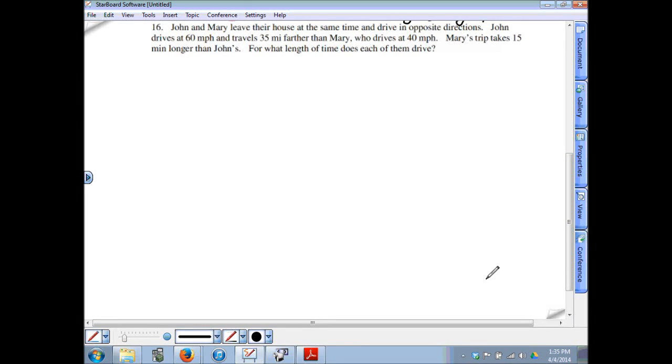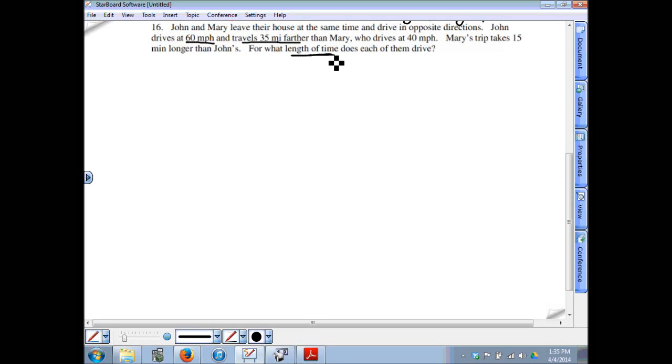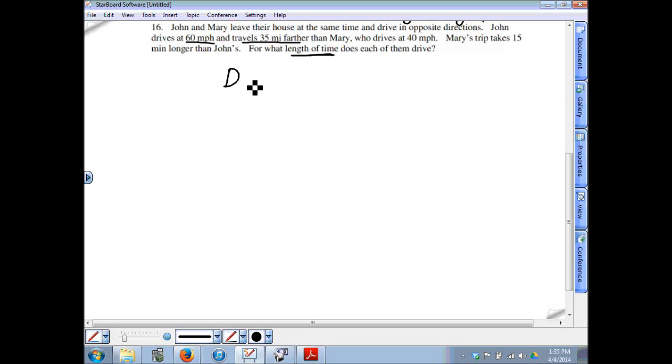Okay, the story problem, everybody's favorite. So this one here we have an instance of people driving at a certain speed, and the question is asking for what length of time. So look what we have here. We have a distance, 35 miles farther, we have a rate, 60 miles per hour, and we have a time. That might lead you to believe we're going to use the formula distance equals rate times time.